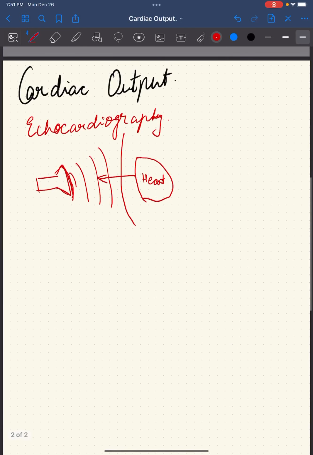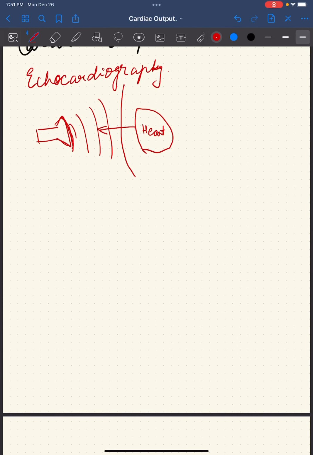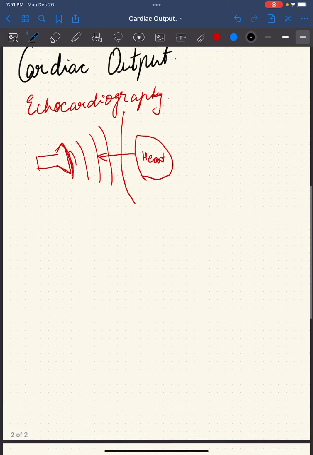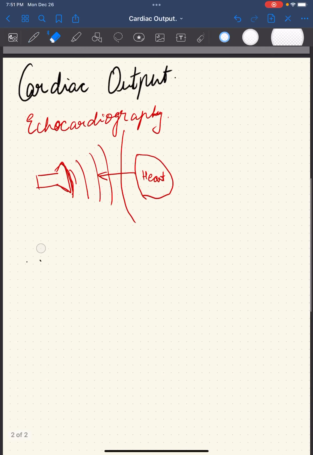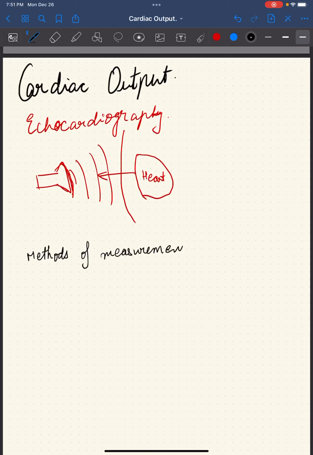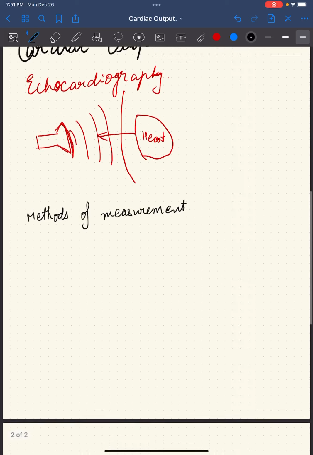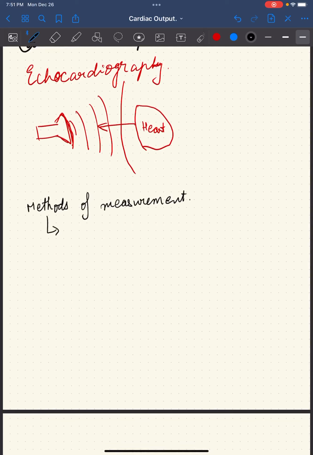Why did I teach this? Because this is important. So before proceeding further to cardiac output, I would like to move to a topic called the methods of measurement. Okay, so just a second. Methods of measurement. All right. Here we can use different techniques like echocardiography.